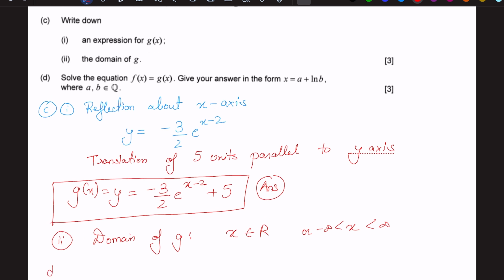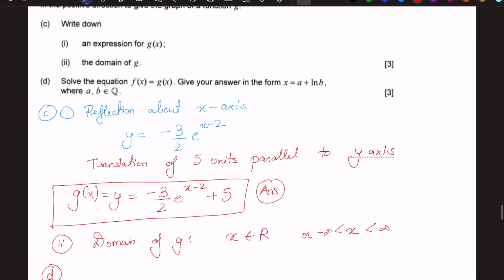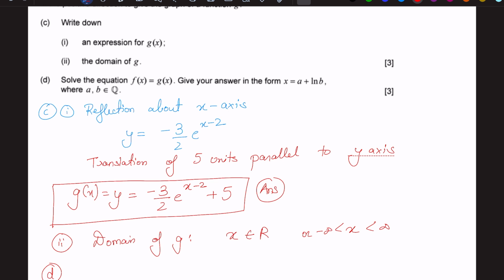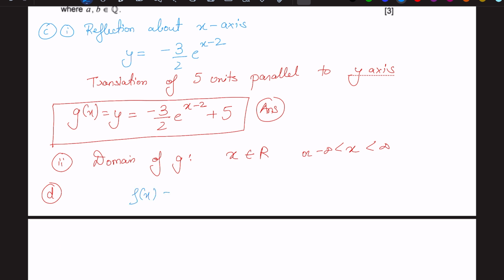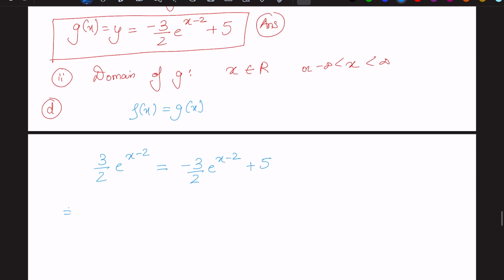Now moving to part D. We can add a page here quickly. So solve the equation f(x) equals g(x). Give your answer in the form x equals a plus ln b. So f(x) equals g(x). f(x) is 3 by 2 e to the power of x minus 2, and g(x) would be minus 3 by 2 e to the power of x minus 2 plus 5. Now shifting this to the other side, we'll have 3 by 2 e to the power of x minus 2 plus 3 by 2 e to the power of x minus 2 equal to 5. So this can be written as 3 e to the power of x minus 2 equals 5. e to the power of x minus 2 would be 5 over 3.